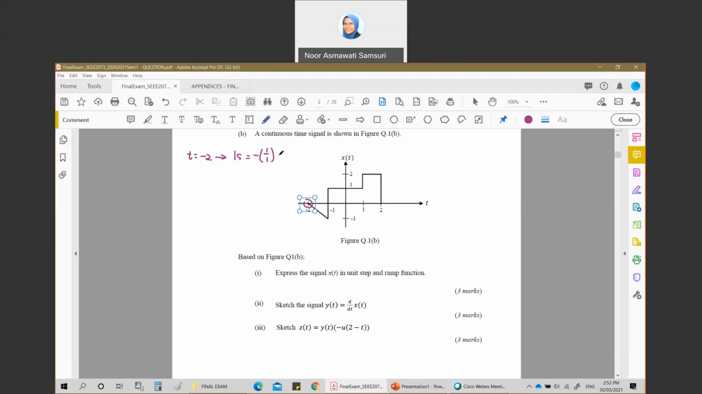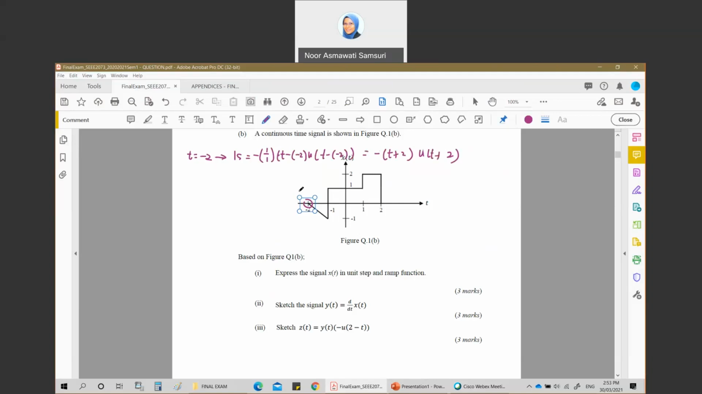And then the gradient. Okay, and then the t values. Right, so crossing at -2. Okay, so it's t minus -2, u of t minus -2. This is basic time operation. So you already have the equation for the first loop: negative t plus 2, u of t plus 2.